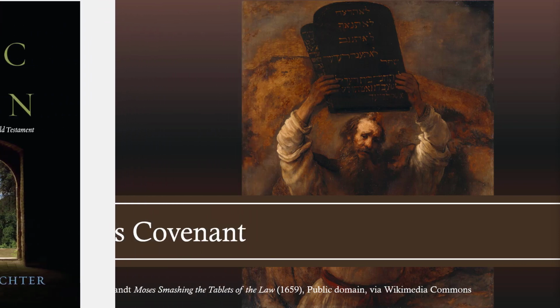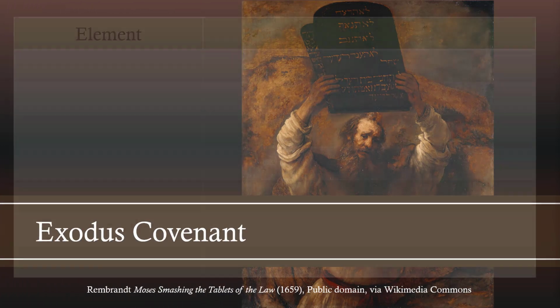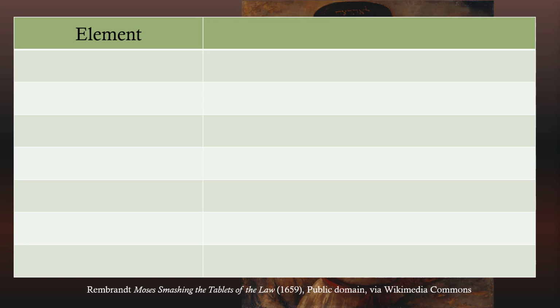Okay, so here's what we're going to do. Then we go to Exodus, and we say, well, let's take these elements and line them up with the Bible. And as I mentioned, the preamble, right? Instead of this long, flowery preamble of what an amazing king you are, God just says, I am the Lord your God. That's the preamble. I'm the covenant giver.